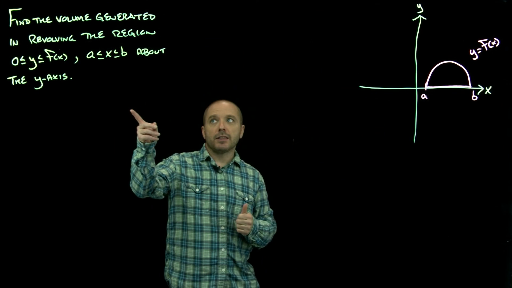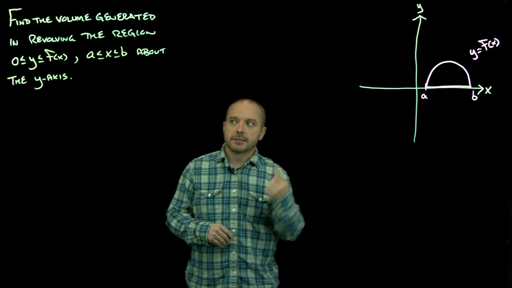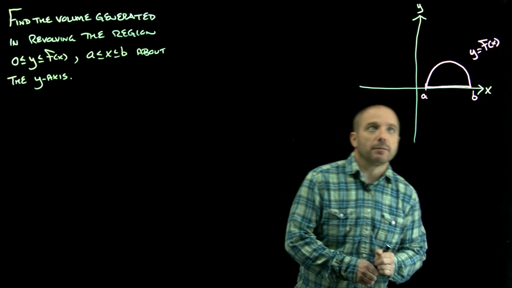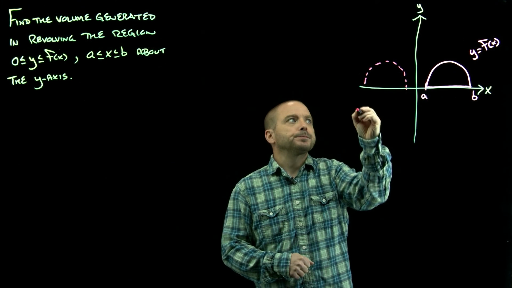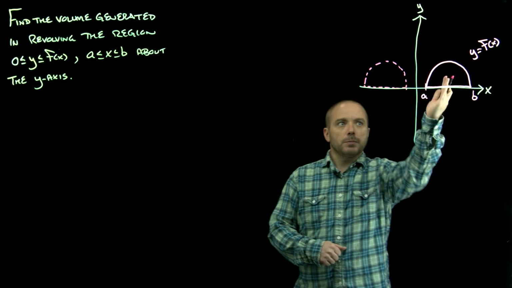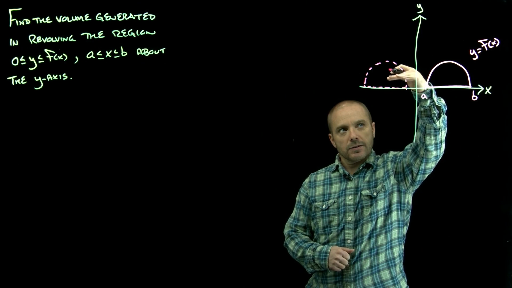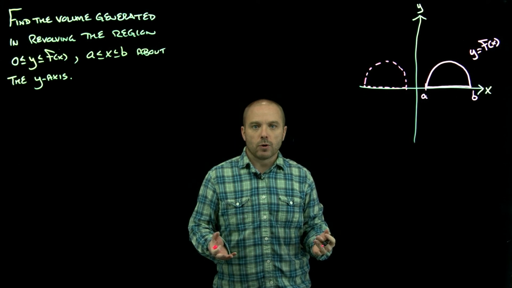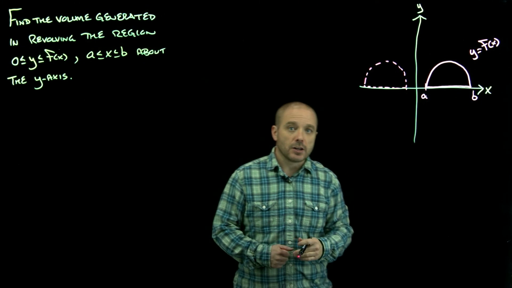So say we wanted to find the volume generated in revolving this region I have here about the y-axis. So we'll draw the mirror image over here to get an idea of what we're talking about. And so this is being revolved around the y-axis. If we go to slice it, then our circles are stacked up the y-axis. And so we would want an integral with respect to y. But our curve here is defined as a function of x.